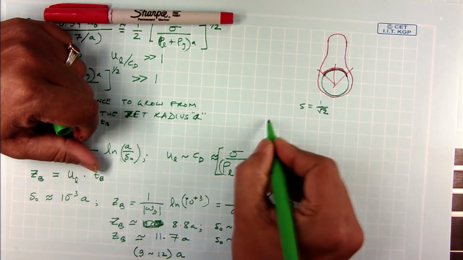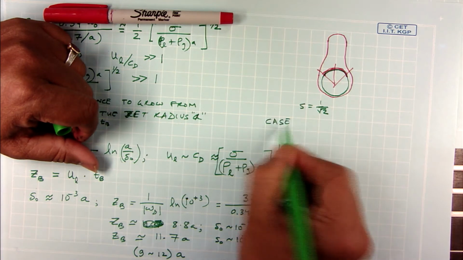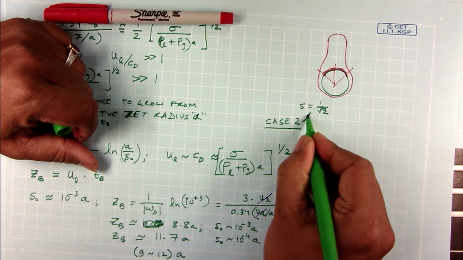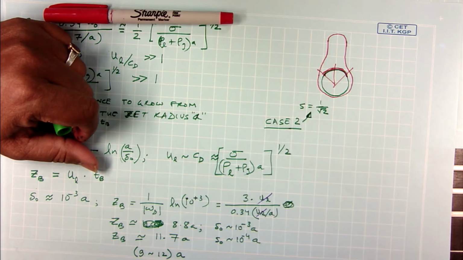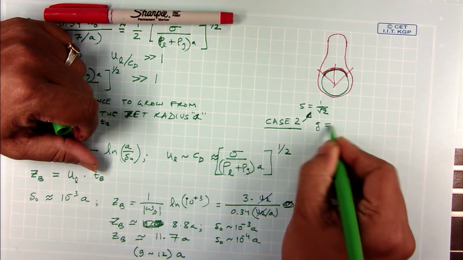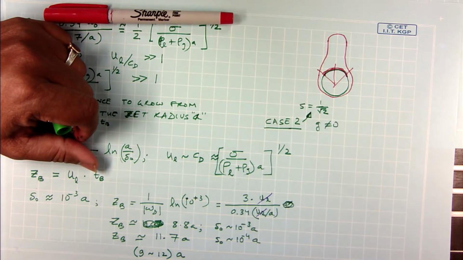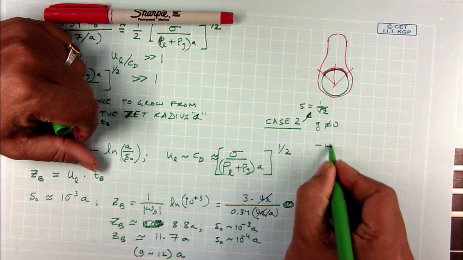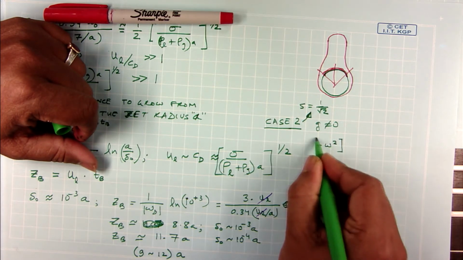So the next case we are going to look at is, instead of S being equal to 0, what happens when S is equal to 1 by root 2. In this case I cannot assume G is equal to 0; G is not equal to 0 in this case. If I look at the equation now, it becomes a little bit more complicated. The equation looks something like this.